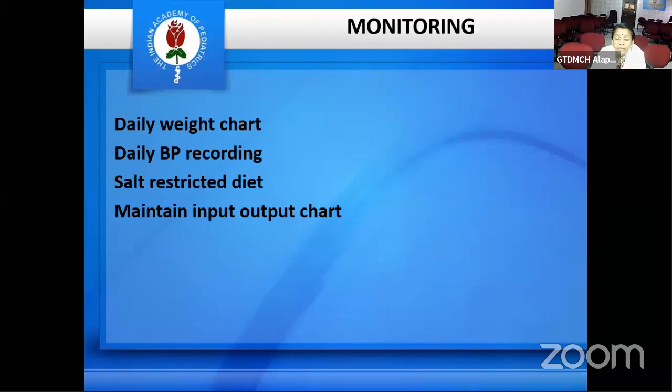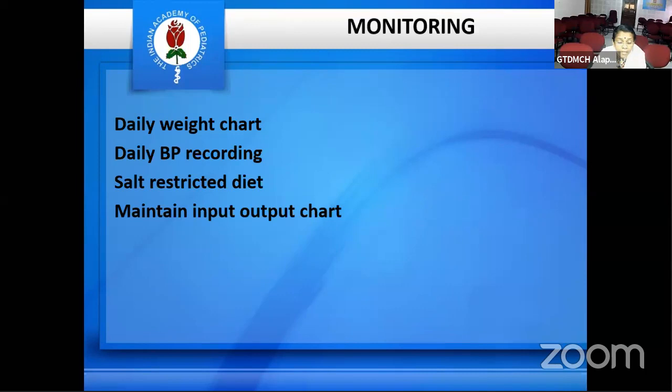Monitoring of a patient with nephrotic syndrome in the ward: a daily weight chart. If the weight is increasing, it means edema fluid is accumulating in the body. So you have to decrease the fluid intake.